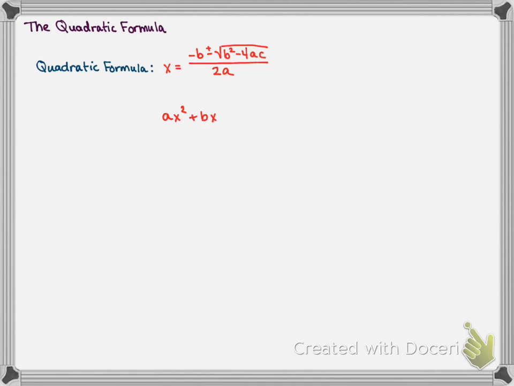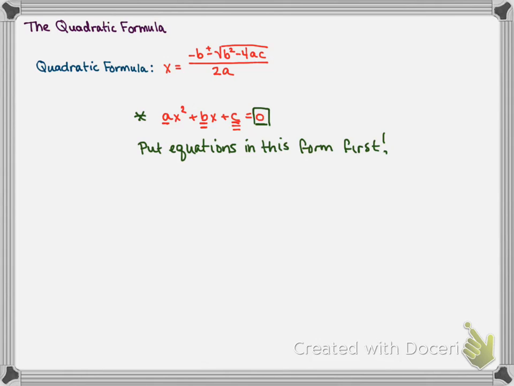This is assuming we have a quadratic equation in standard form, ax squared plus bx plus c equals 0, where a is the coefficient of x squared, b is the coefficient of x, and c is the constant. So whenever you are going to use the quadratic formula, put equations in standard form first. That includes getting 0 on one side by itself.